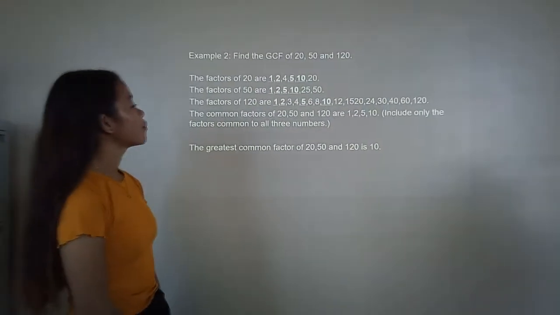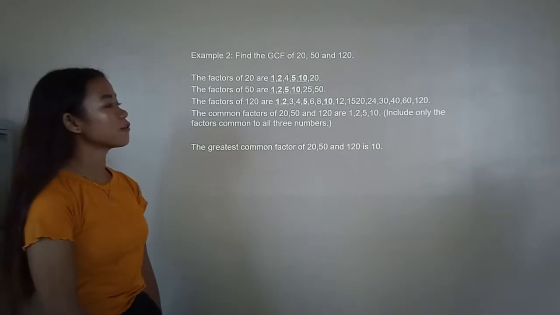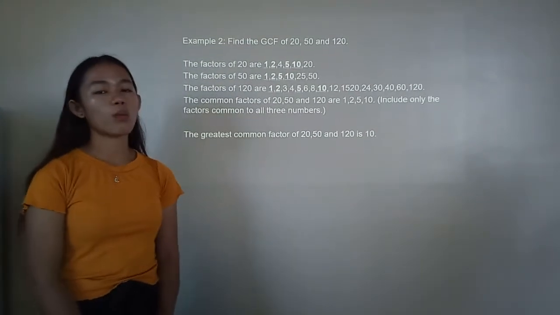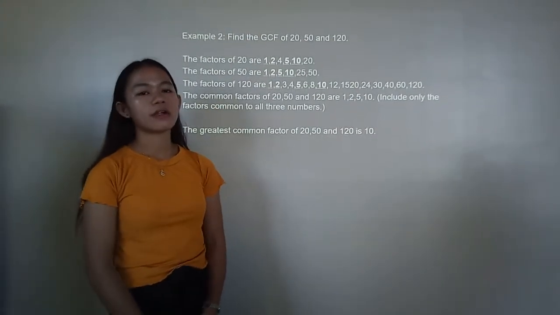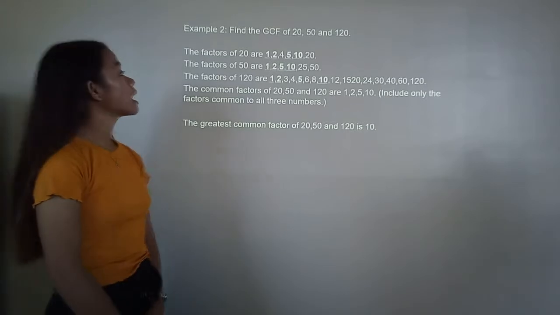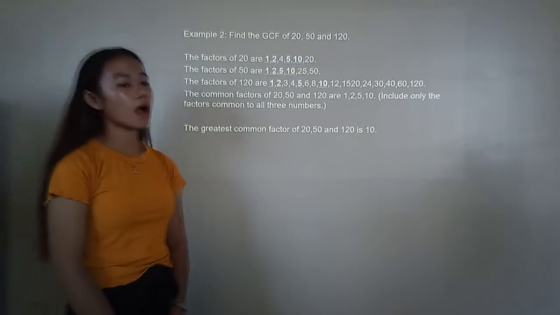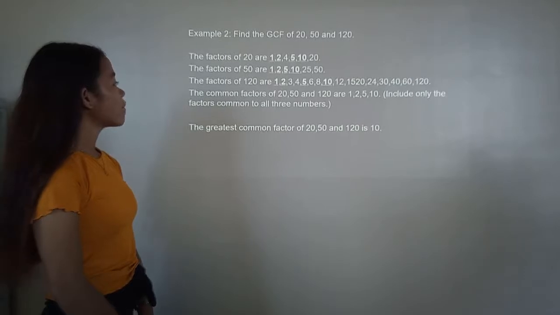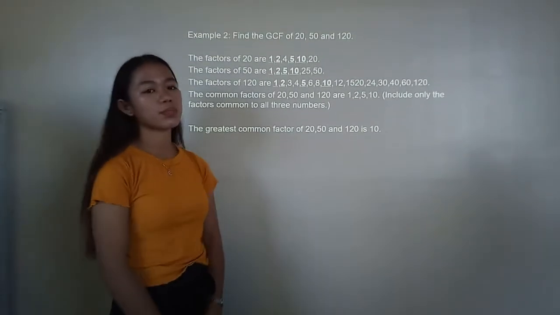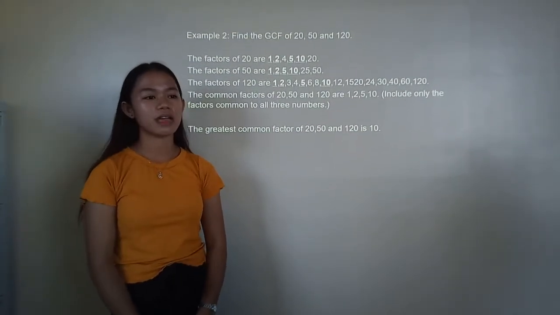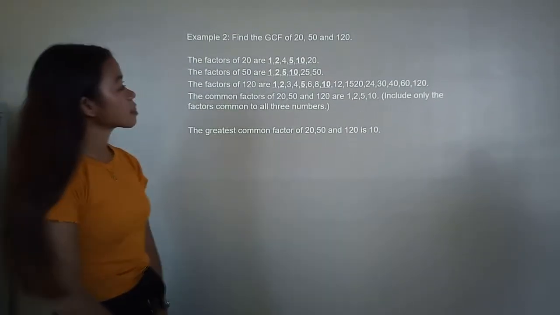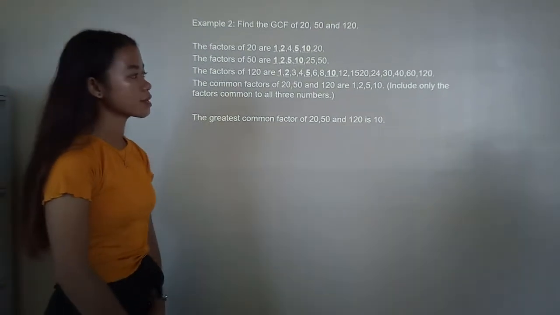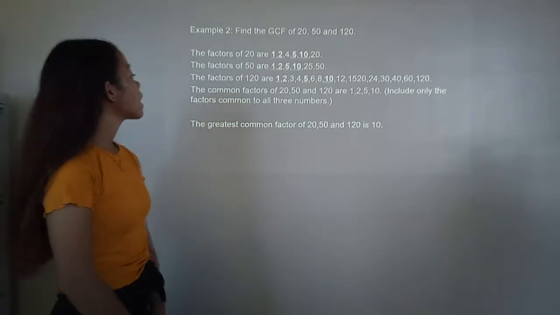Example number 2. Find the GCF of 20, 50, and 120. The factors of 20 are 1, 2, 4, 5, 10, 20. The factors of 50 are 1, 2, 5, 10, 25, and 50. The factors of 120 are 1, 2, 3, 4, 5, 8, 10, 12, 15, 20, 24, 30, 40, 60, and 120.